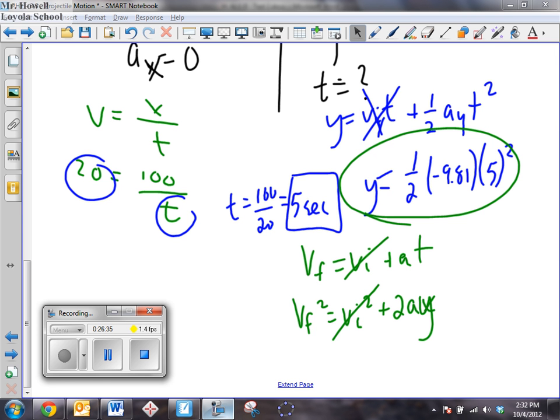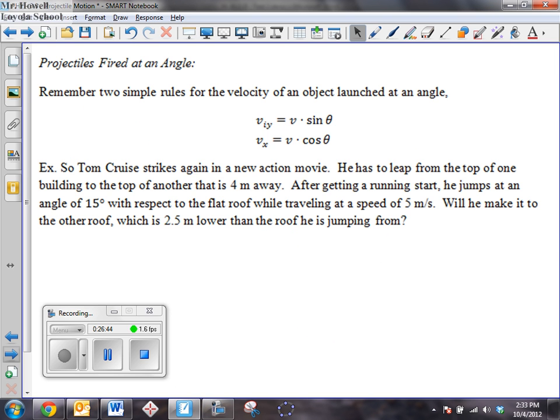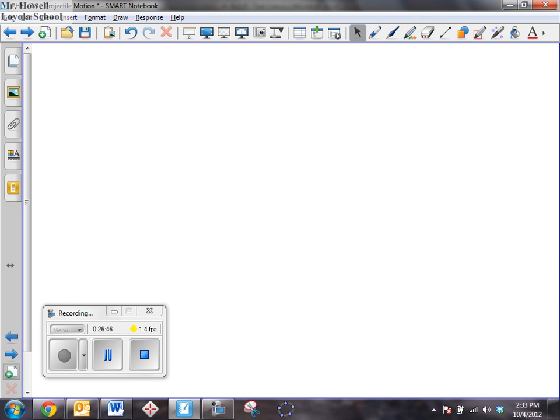Tonight, your homework's on Moodle, but if you want to write it down, you can. It's page 102, numbers 3 and 4. It's on Moodle, but you're welcome to look and write it down now.